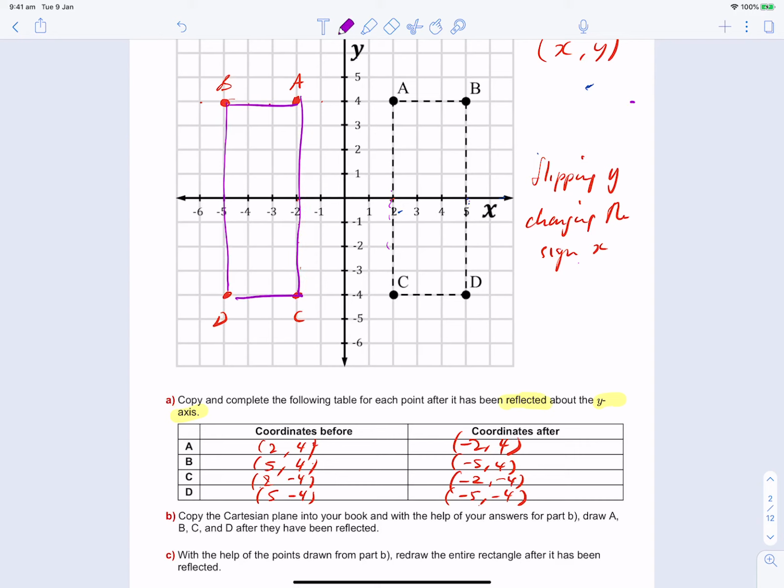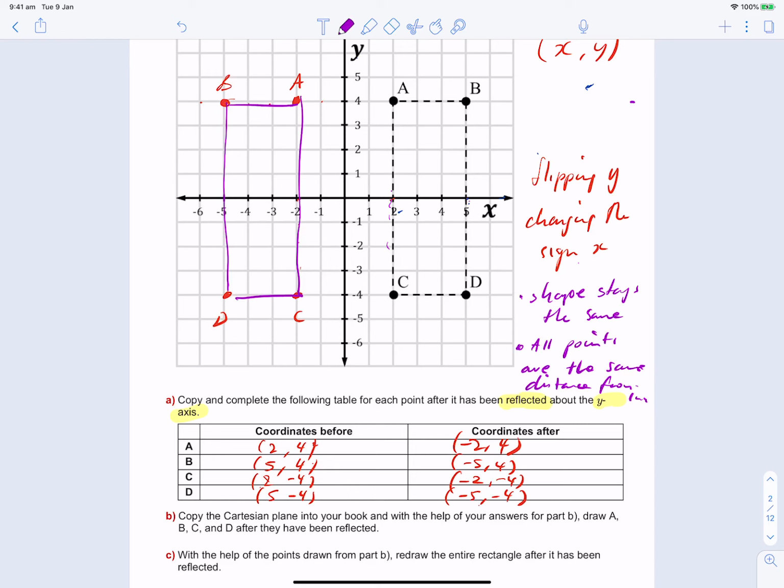So when I reflect, I remember my 2 checks. Is my shape the same? The shape needs to stay the same. It stays the same. And all my points are the same distance from the line.